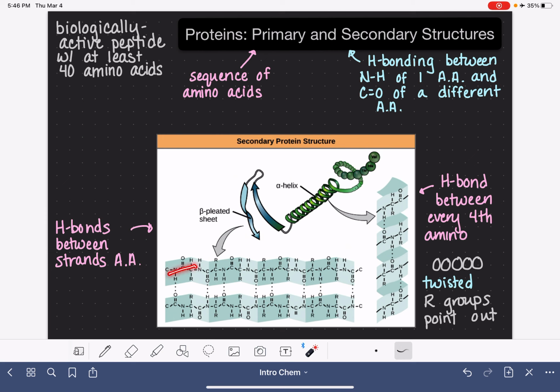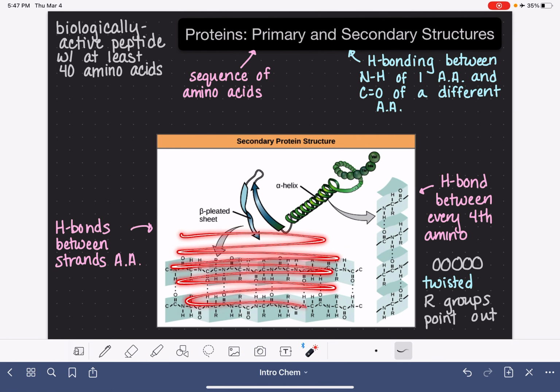And this is referred to as a beta pleated sheet because the overall shape of this, once they're all connected together, is kind of flat like a piece of paper, but a little bit like it's been folded up. So we describe it as being pleated because of those little folds in it, but sheet because it's like a flat planar thing.